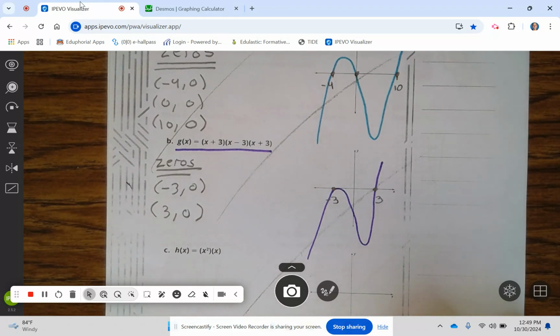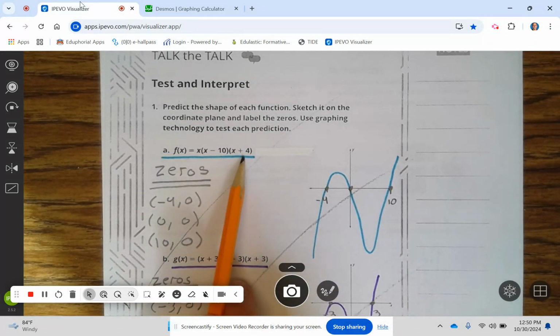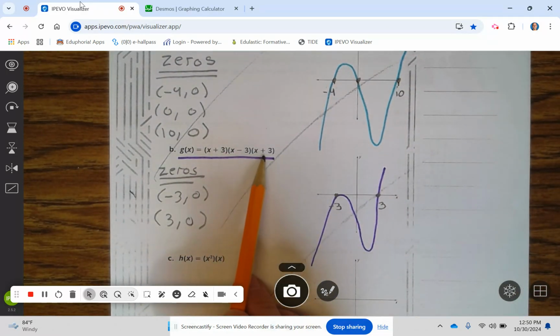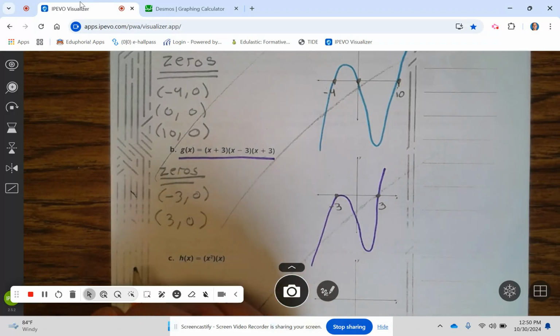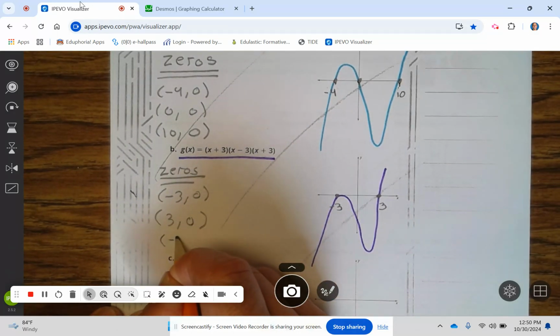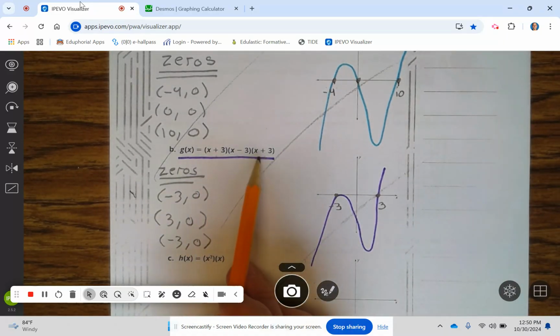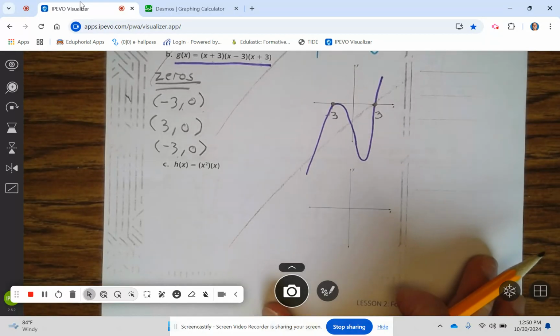All right, let's take a look at, oh, almost forgot. Notice how we had 1, 2, 3 terms, 1, 2, 3 zeros. Well, here we have 1, 2, 3 terms. We should have 3 zeros, and that's because this point occurs twice. Okay, you have 3 terms, you should have 3 zeros. So negative 3, 0 occurs twice right here. All right, let's take a look at C.